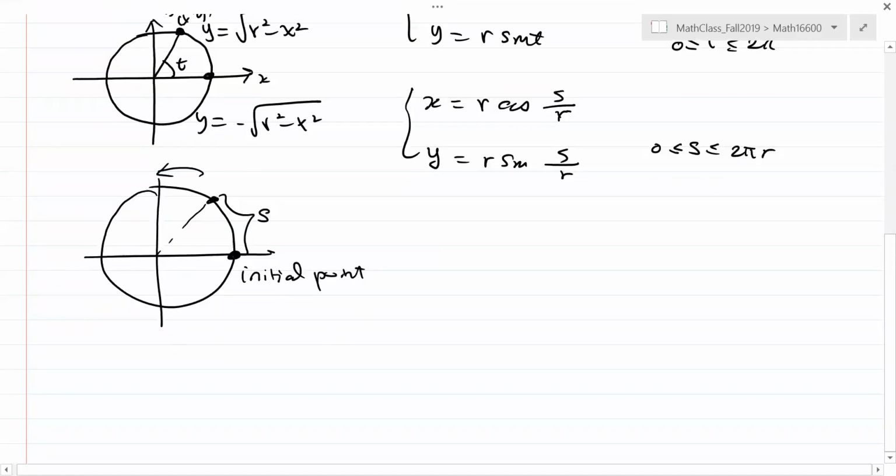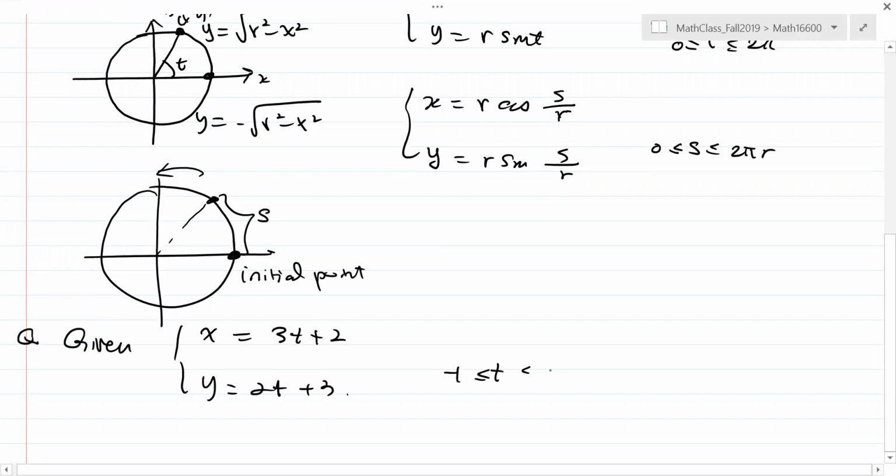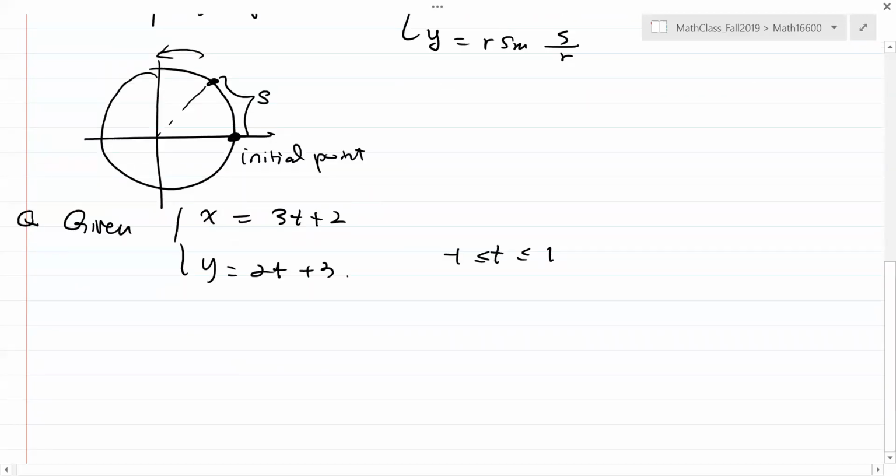But now, this time we're going to do the inverse problem, okay? We are given the equations x equals 3t plus 2, y equals 2t plus 3, where t is between negative 1 and positive 1. We're trying to sketch the curve determined by the parametric equations. So when t changes, right?